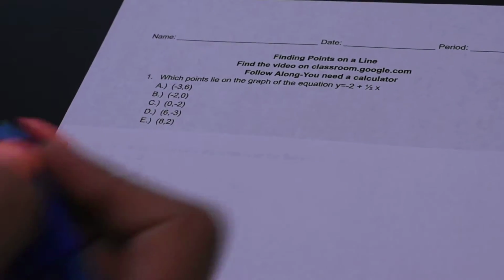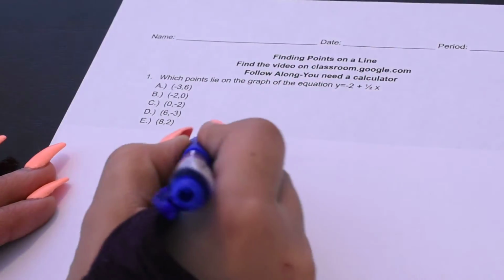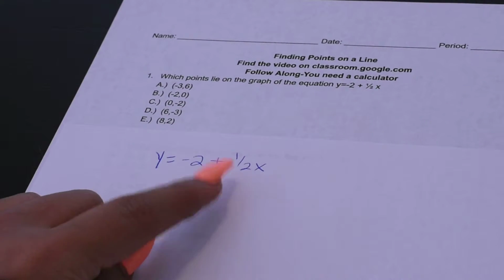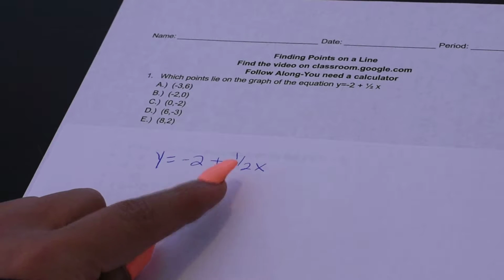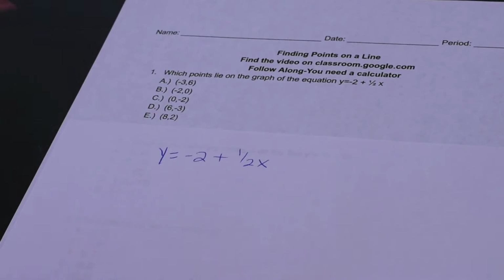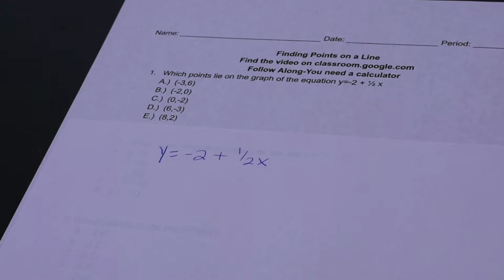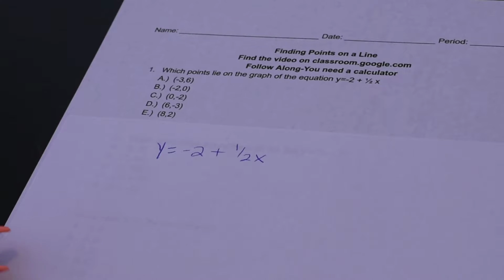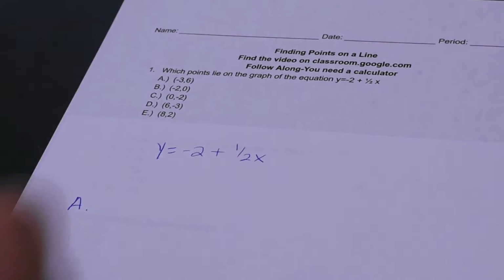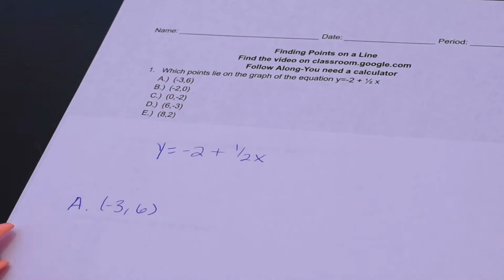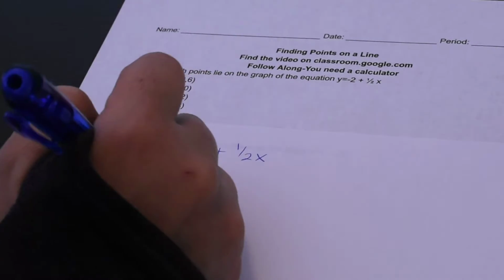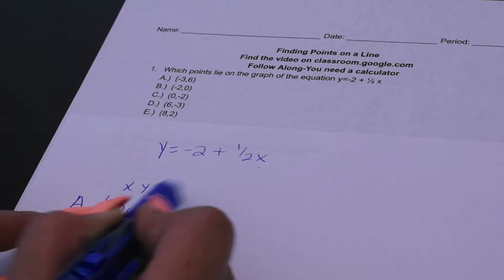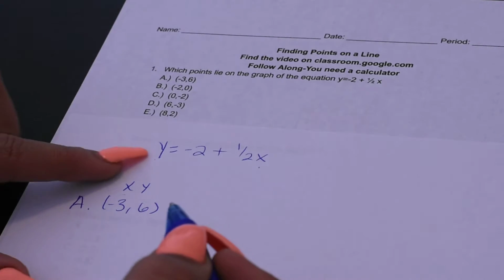So my equation is y equals negative 2 plus 1/2 x. On your test, you will have a question that has a fraction, so it's important that we know how to do this, and it's important that we know how to use our calculator as well, because it makes it easy. My first point is A, negative 3, 6. I'll label it x and y. I'm going to plug my x point where x is and my y point where y is.